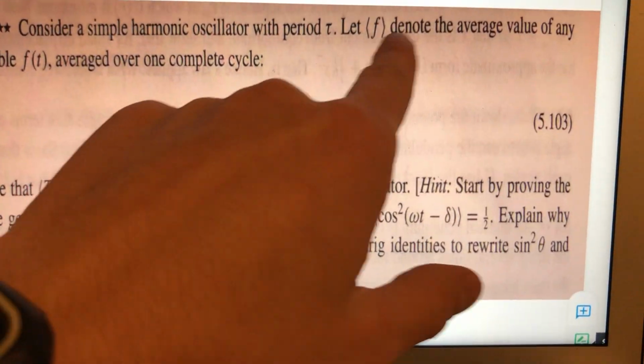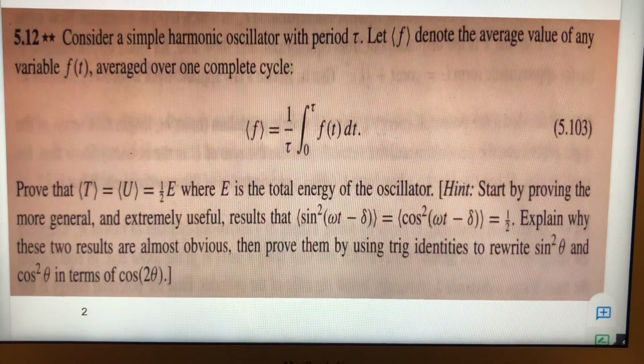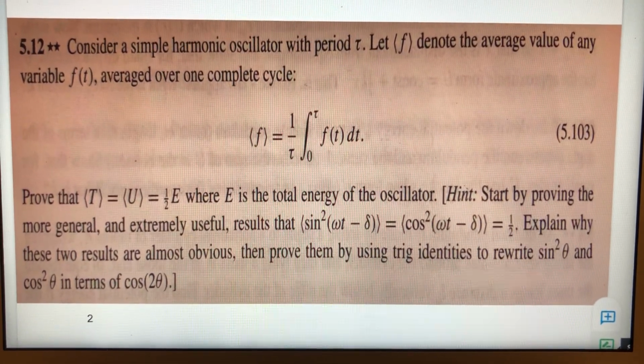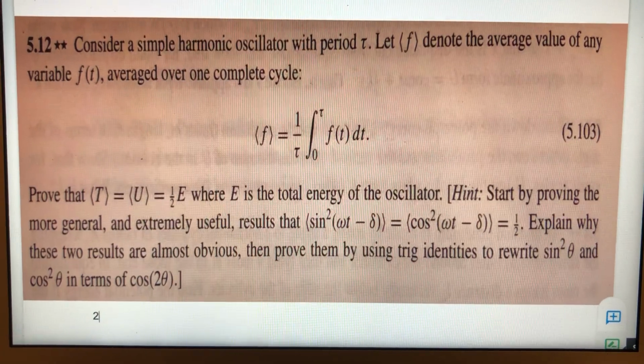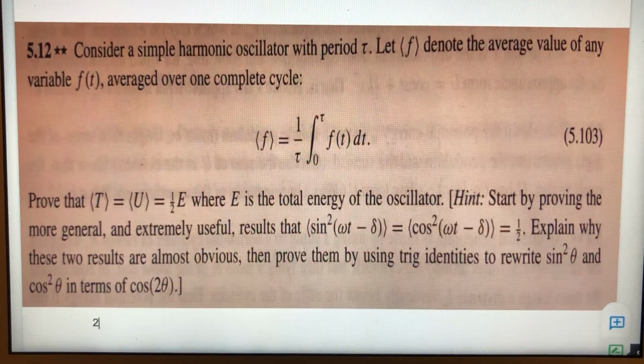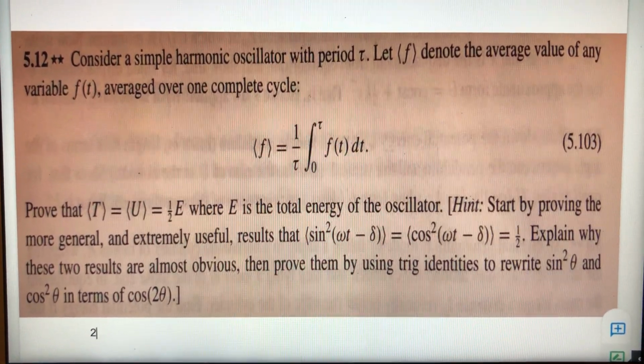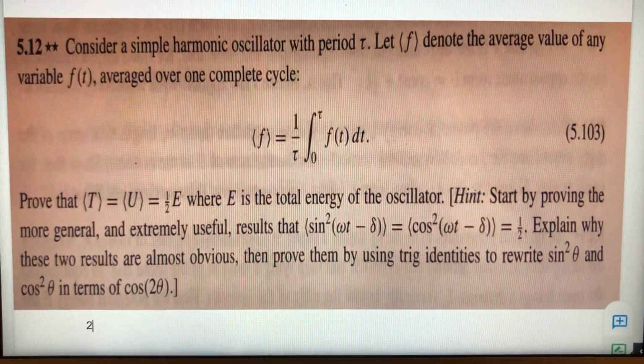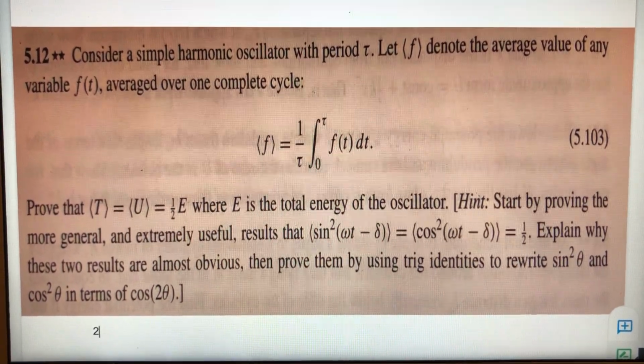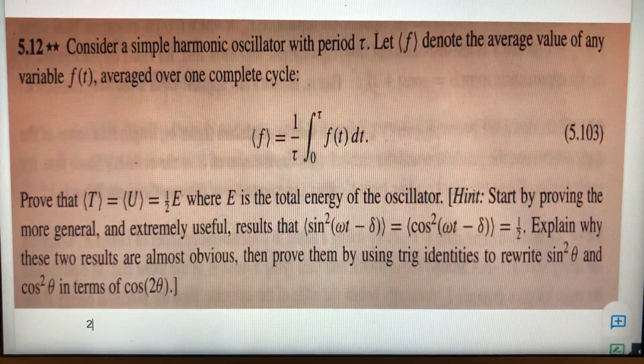Let this denote the average value of any variable f of t, averaged over one complete cycle. Then they gave us the integral that we're supposed to use. It says, prove that the average of T equals the average of U equals 1/2 E, where E is the total energy of the oscillator.